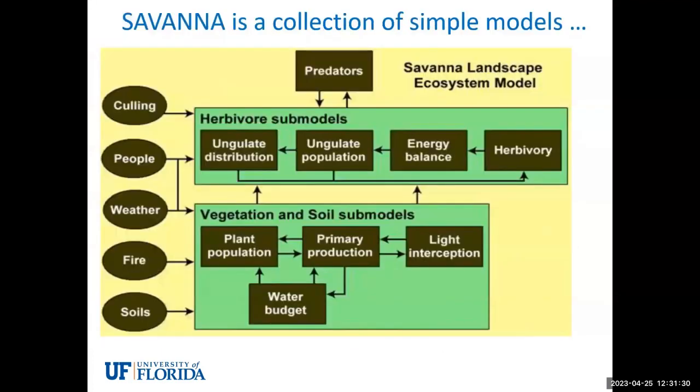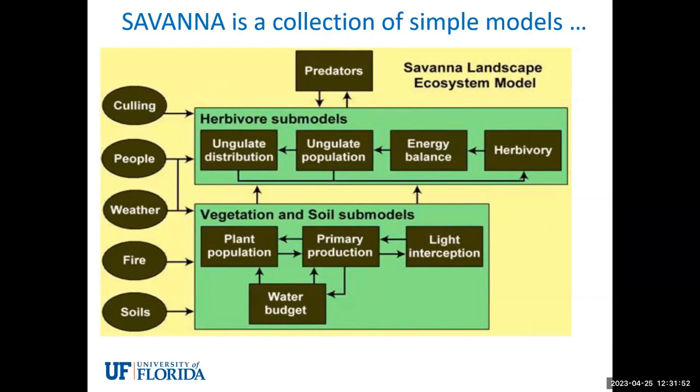Looking at SAVANNA as a connected group, this is kind of a schematic of the entire model. You won't see any equations here, but we will talk about different parts. And again, it has a vegetation and soil submodel. It has plant population and primary productivity and light interception, along with a pretty good water balance operating at usually a weekly time step.